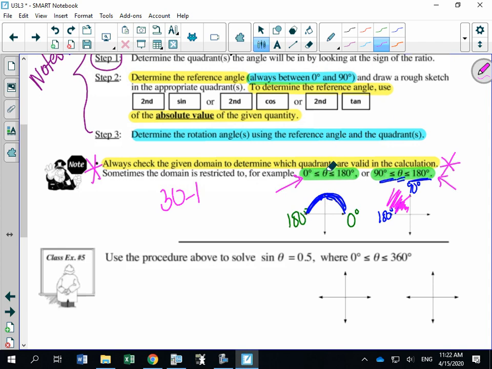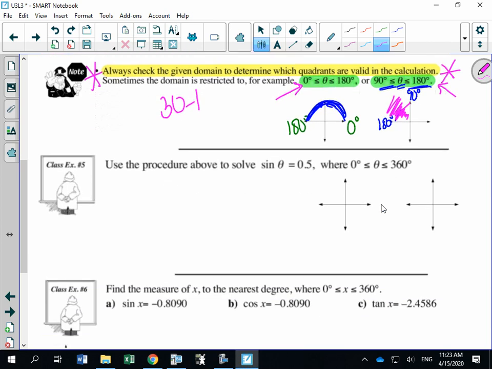So again, this is called restricting the domain, and you need to be able to read this in order to figure out where your solution is. According to this domain restriction, I could have two solutions in quadrant 1 and quadrant 2. According to this domain restriction, my solution would be in quadrant 2.